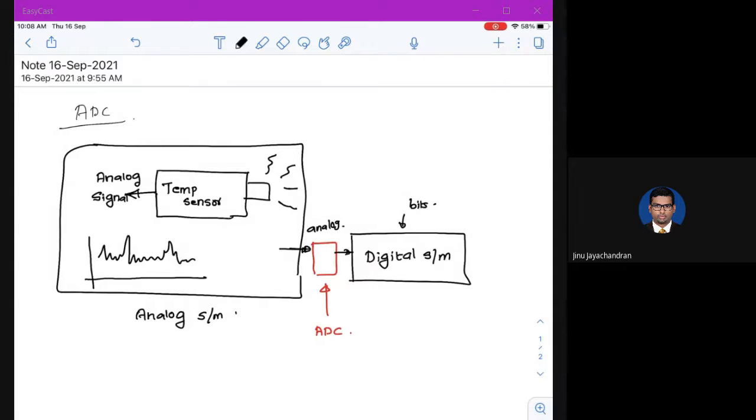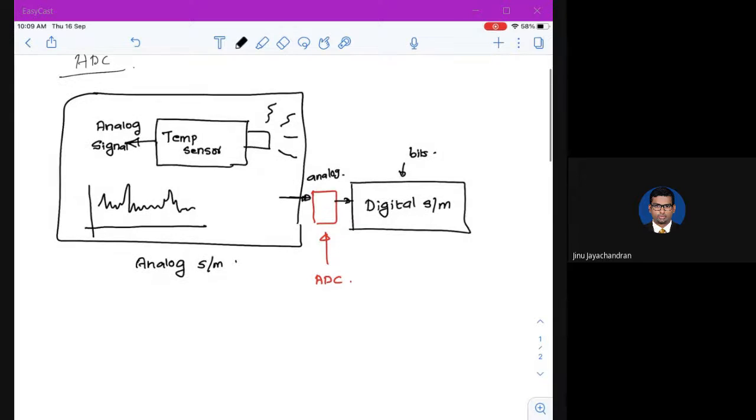And the digital system knows that if your digital value is, let's say, 1024, it corresponds to a particular temperature. There is always some noise because of this conversion, which usually is okay. It will not affect your reading. So today we are going to see what this part is, the ADC.